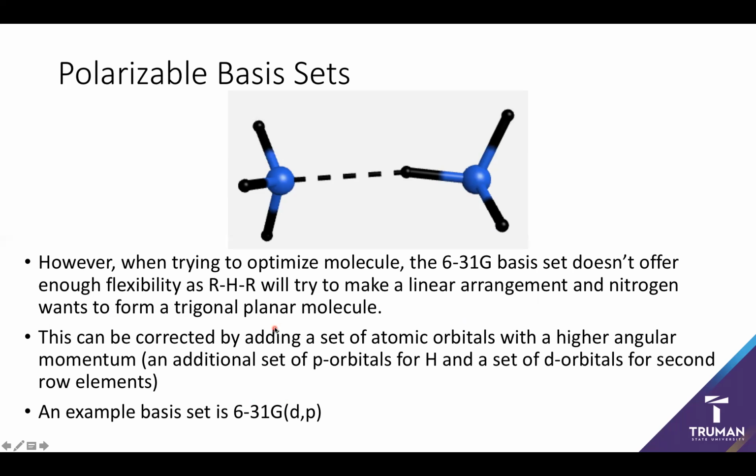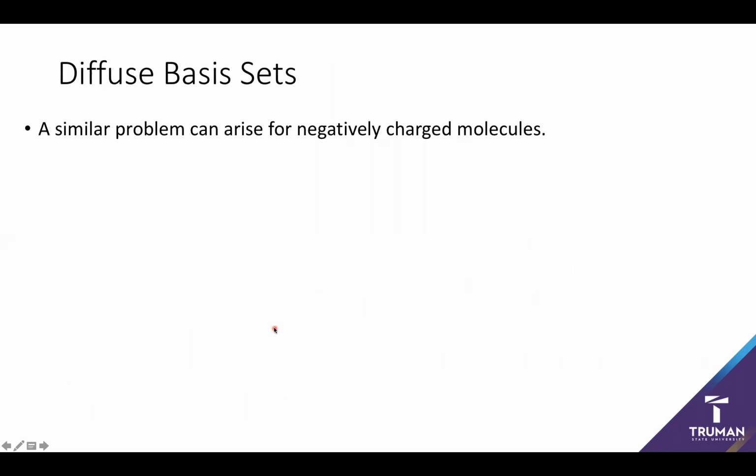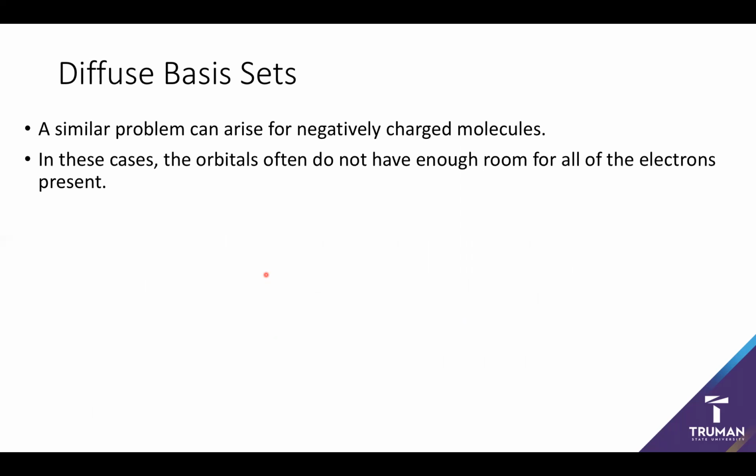We also tend to see similar problems if I'm dealing with a negatively charged atom, because if I negatively charge a molecule or an atom, I would expect my orbitals to essentially grow, because the electrons are going to want to stay farther away from the nuclei because they're all jostling each other out of the way. Now, unfortunately, the orbitals as written don't tend to have enough room for all of these electrons. They don't allow that growth, even with the addition of primitives.